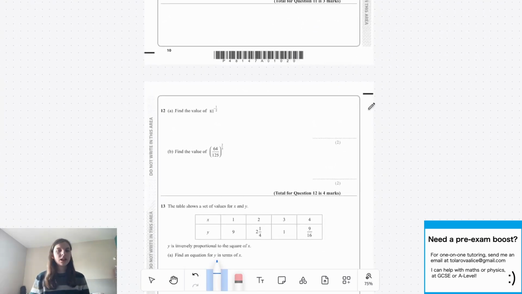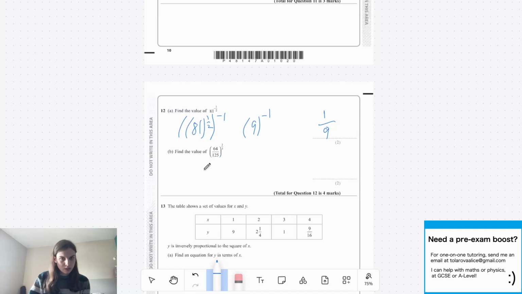Okay, question 12. Find the value of 81 to the power of minus a half. So this can be rewritten as 81 to the half to the power of minus 1. So the half just means square rooted. 81 square rooted is 9. So this is 9 to the power of minus 1. Anything to the power of minus 1 is just 1 over the thing. So it's 1 over 9.